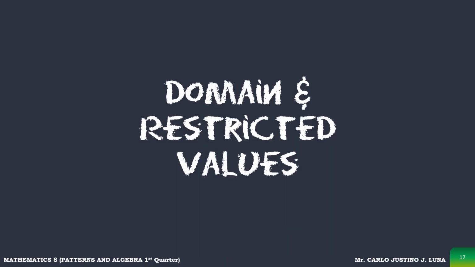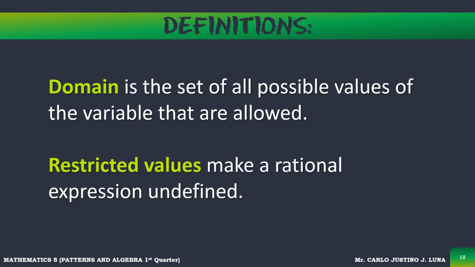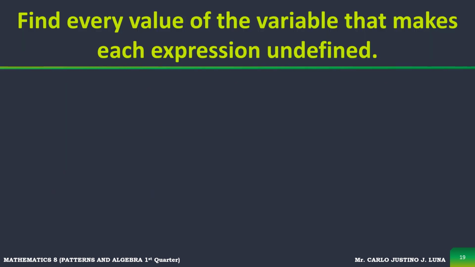Okay, let's now have domain and restricted values. Ano bang ibig sabihin ng domain? Ano ba yung mga restricted values? Okay? So, let us now define them. Domain is the set of all possible values of the variable that are allowed. And restricted values make a rational expression undefined. Okay? So let's have these examples.